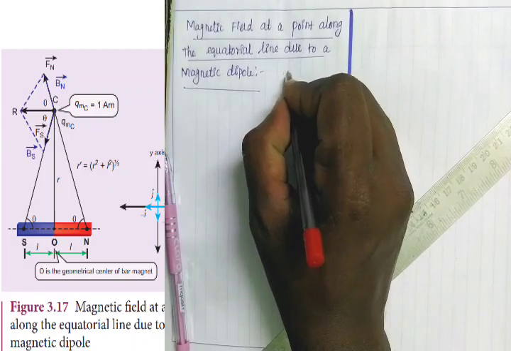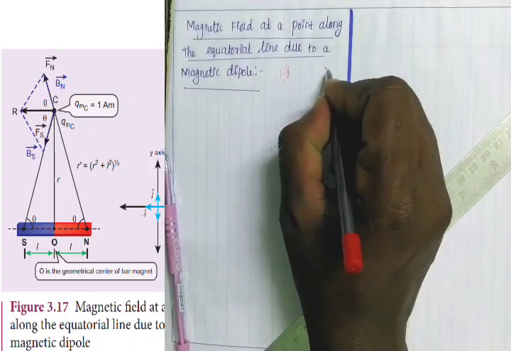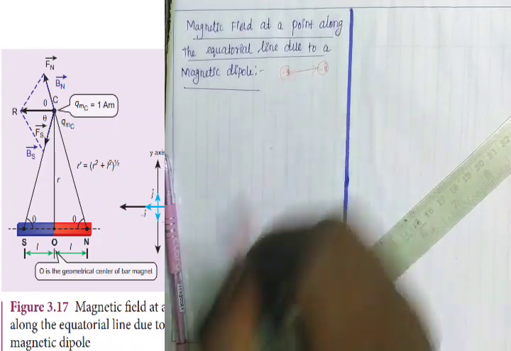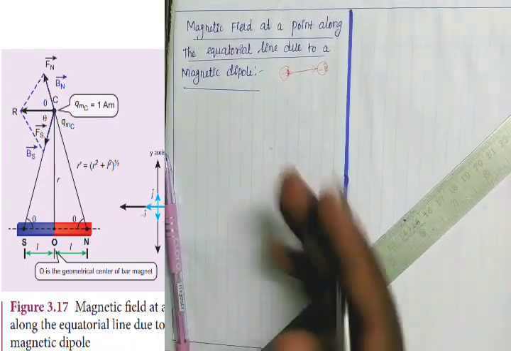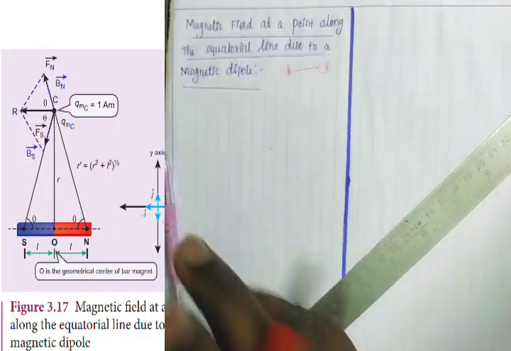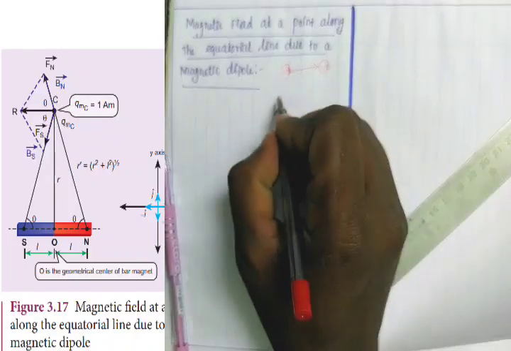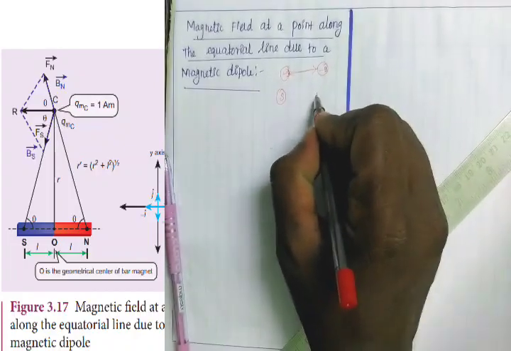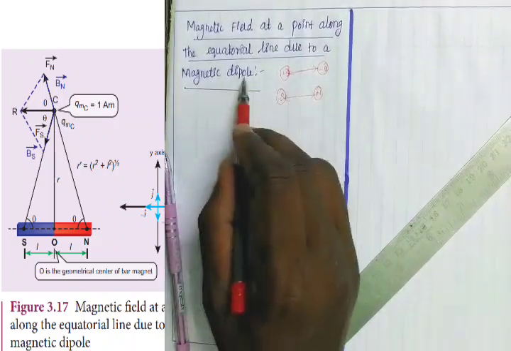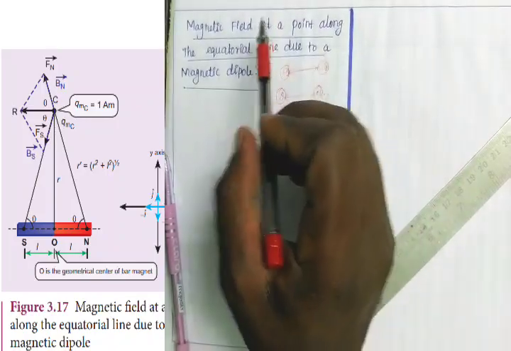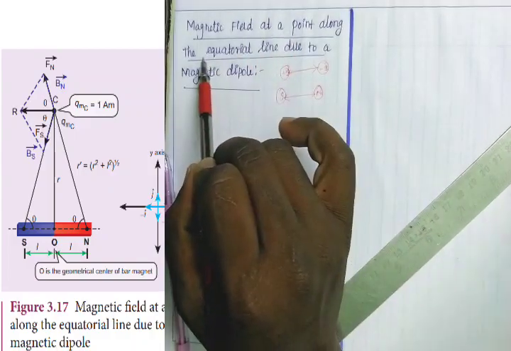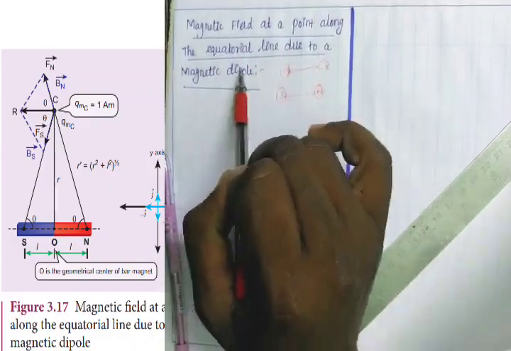So a positive charge Q and a negative charge minus Q, separated by a small distance, is called an electric dipole. Here we are going to discuss the magnetic dipole. A magnet has a north pole and a south pole. Two poles, south and north, separated by a small distance, is called a magnetic dipole. Here we discuss the magnetic field at a point on the equatorial line due to a magnetic dipole.